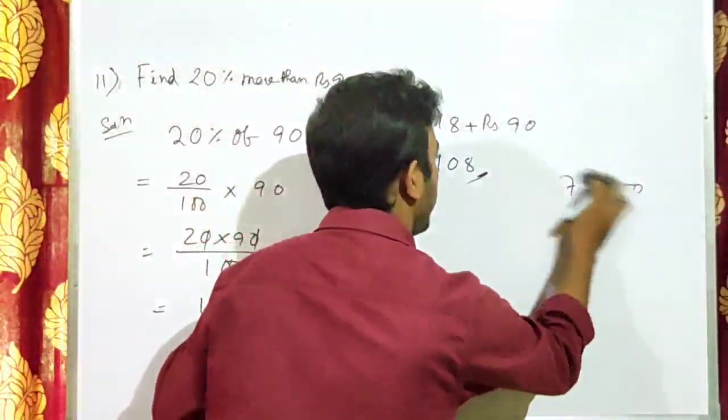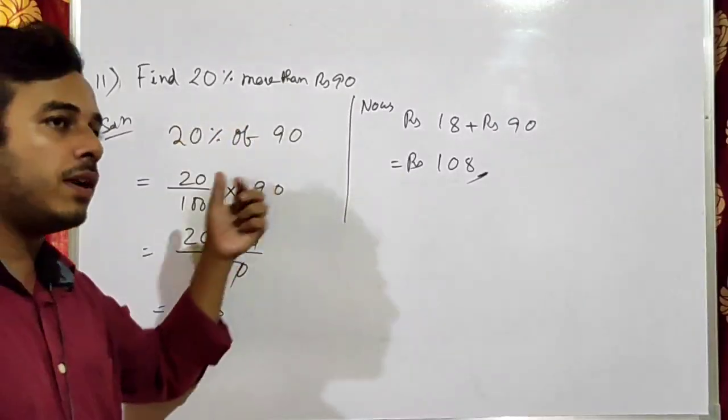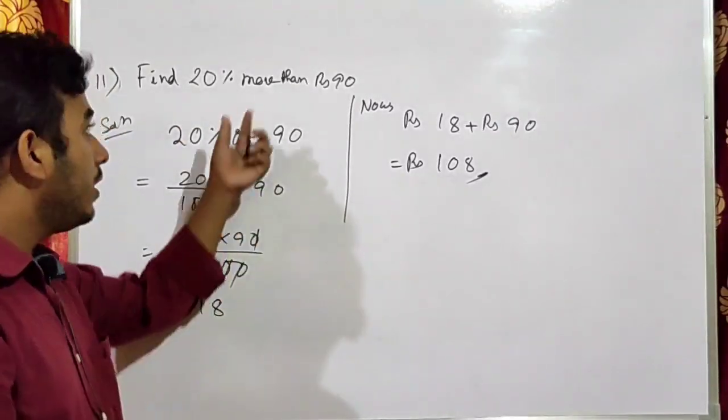These are very easy, right? First you have to find a certain amount, that is 20% of 90, which I found is 18. Then it is more, isn't it?